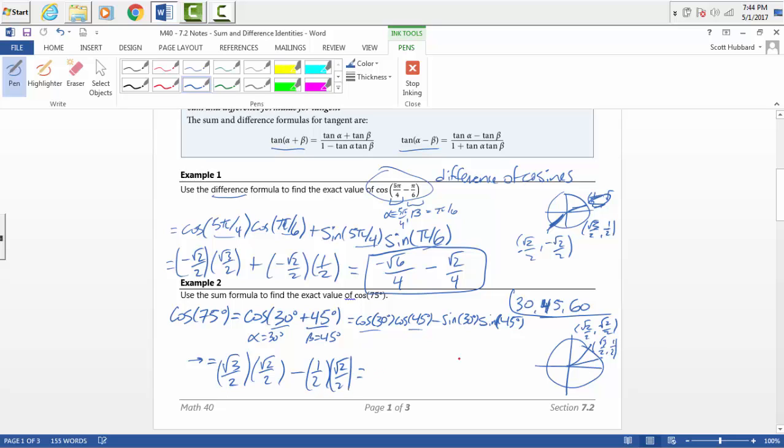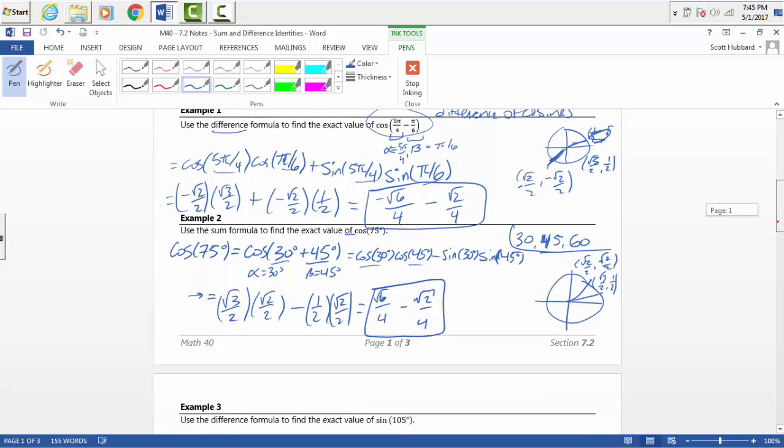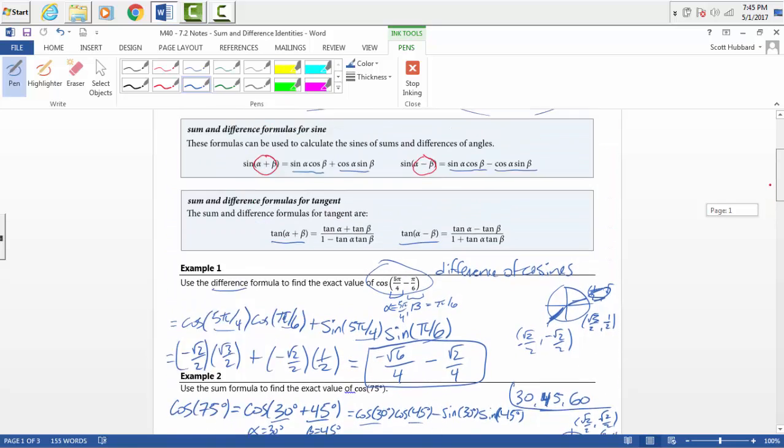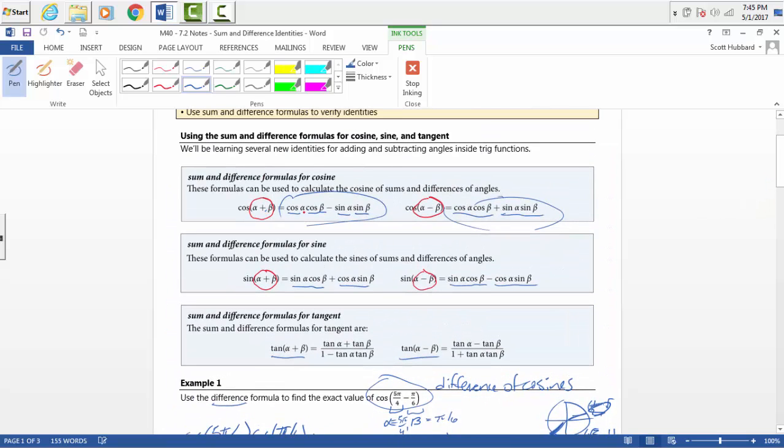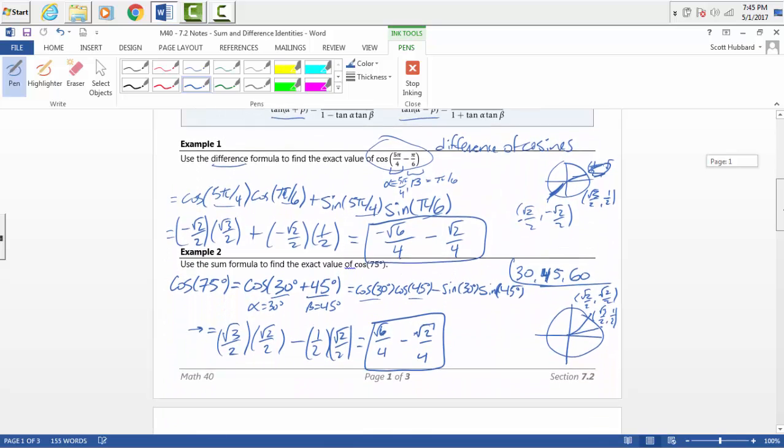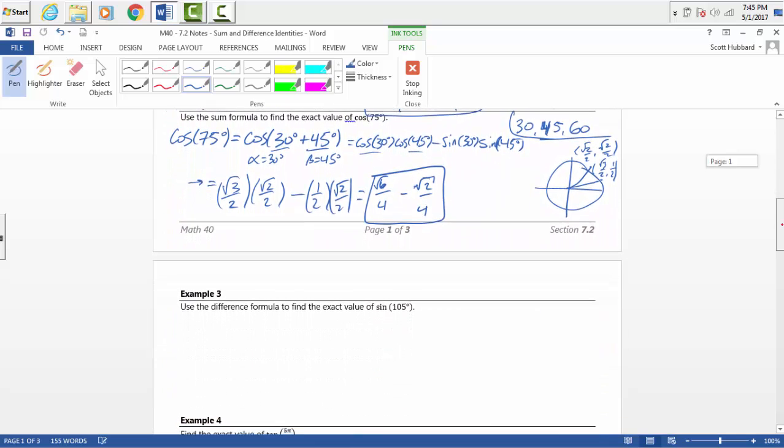And then we just go from there. So it's going to be root 6 over 4 minus root 2 over 4. Okay, so that's it. So again, just using the formula, in this case we did the sum of cosines, which is right here. It becomes cosine, cosine minus sine, sine. And we just had to use our unit circle knowledge to go from there.